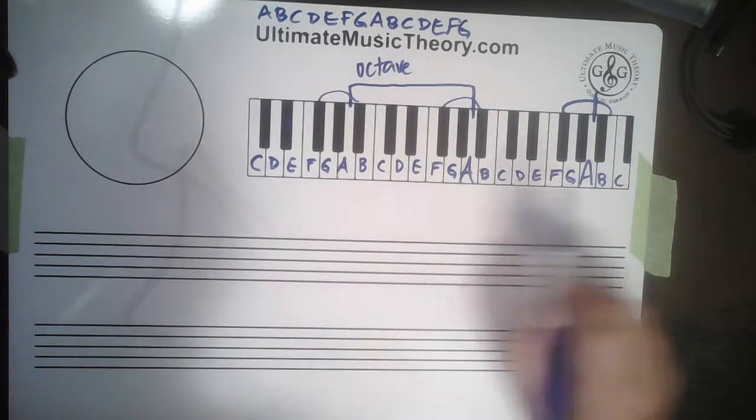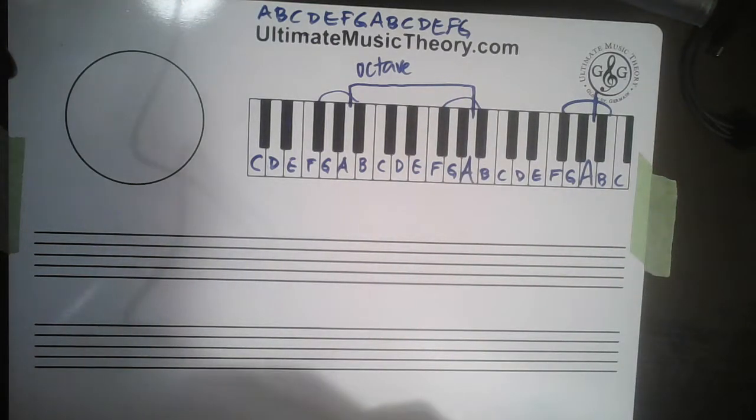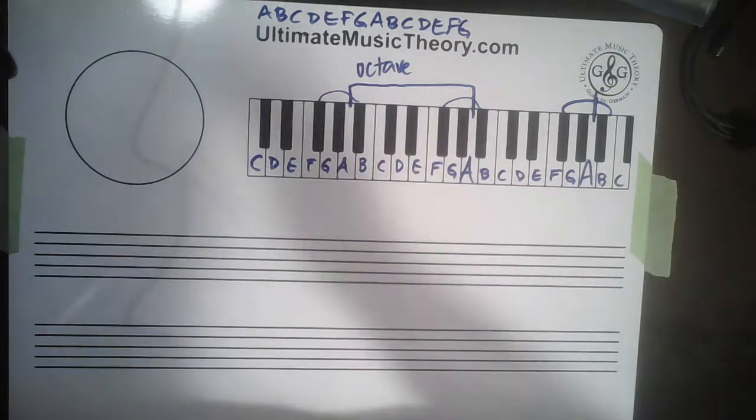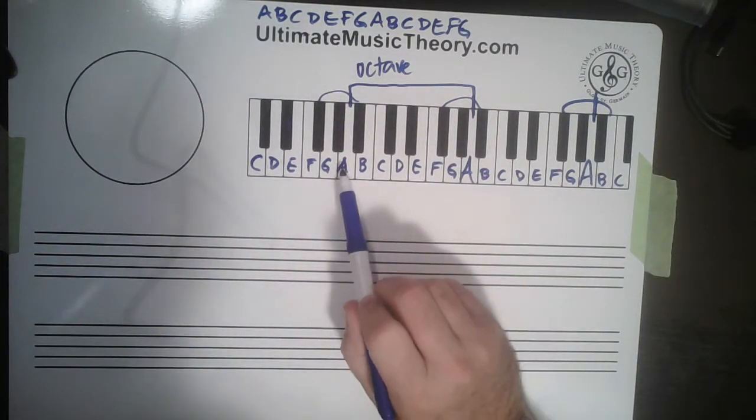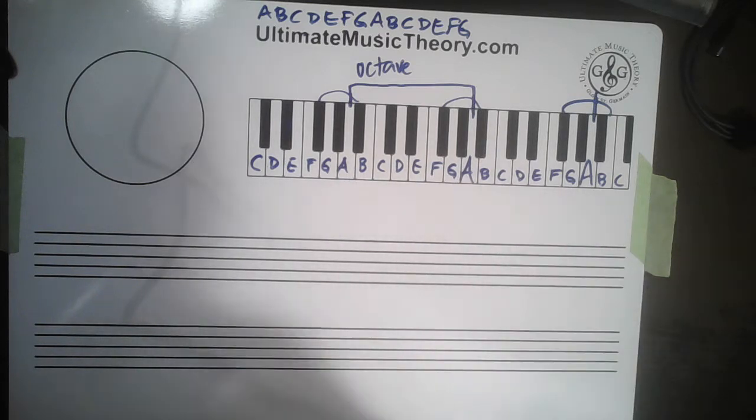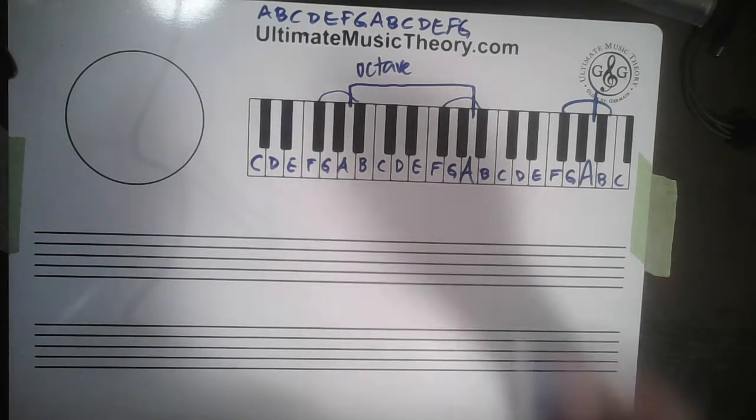And there are numerous octaves here on the keyboard. On the piano, there's much more than this. But for the purposes of this course, we really only need to know the letters A through G continuously up and down the keyboard.